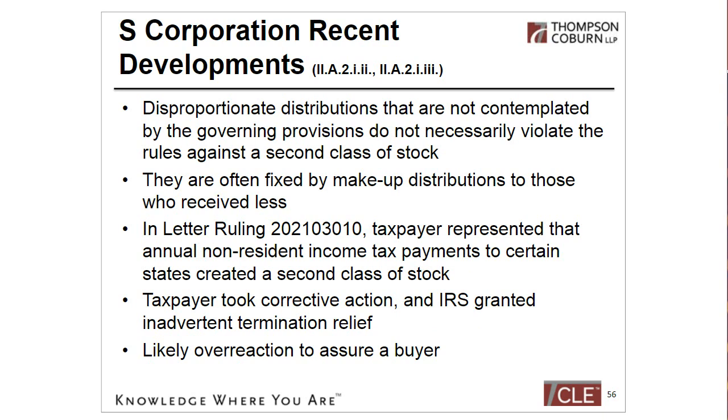Recent developments, disproportionate distributions. The taxpayer represented that they created a second class of stock and got inadvertent termination relief. I think that was probably an overreaction to assure a buyer. I would not consider that. I would not have said that creates a second class of stock. In this case, the taxpayer asked the IRS to say that, so the IRS said, "Well, I'll go along with you."